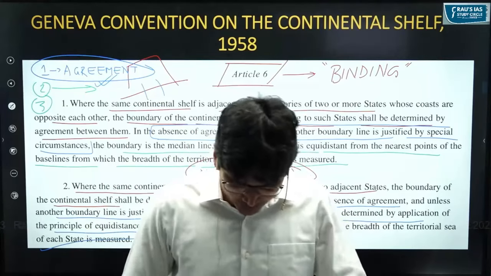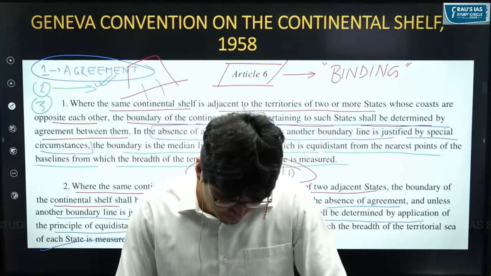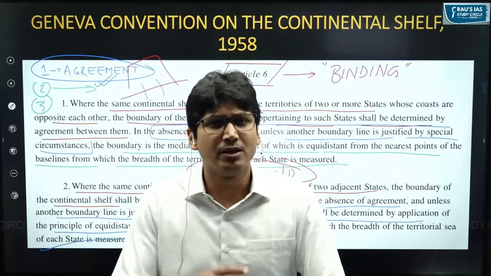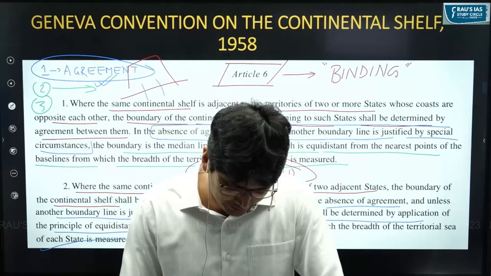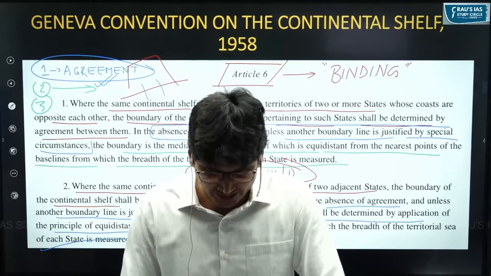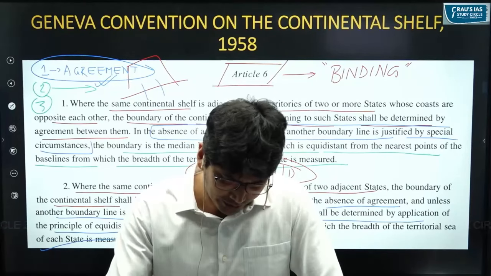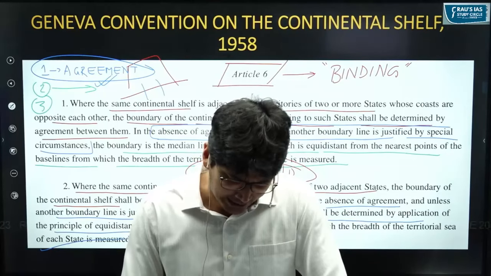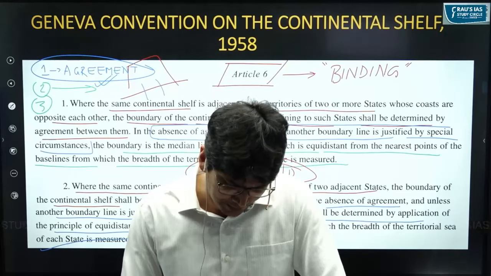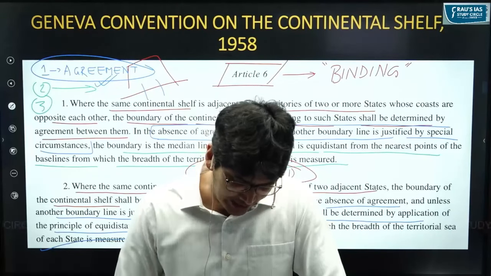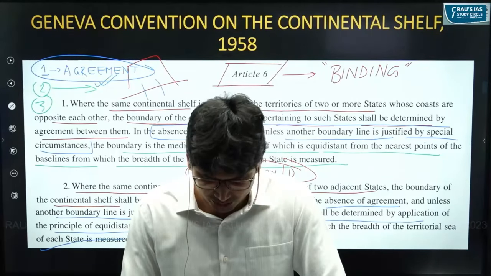Another line with respect to the use of the equidistance method. Same thing, just write this down. It will help you in answer writing. The ICJ held that the use of the equidistance method had not crystallized into customary law, and the method was not obligatory for delimitation of areas in the North Sea.